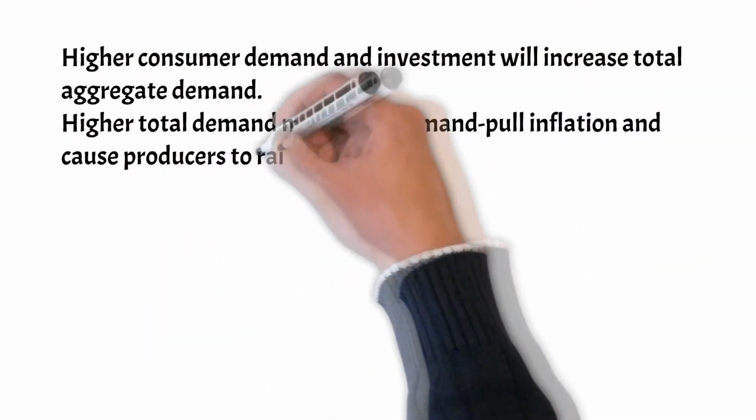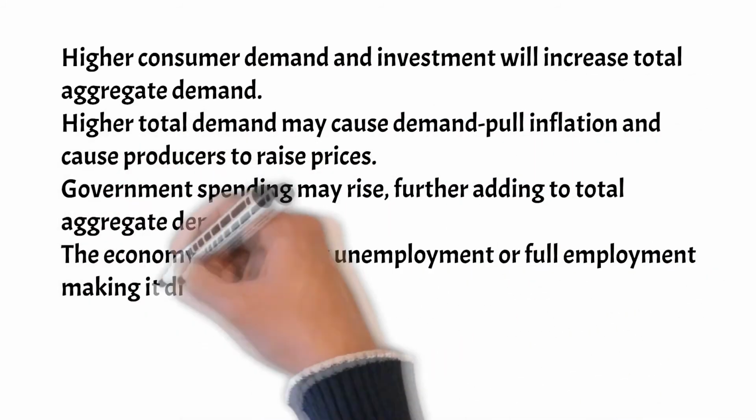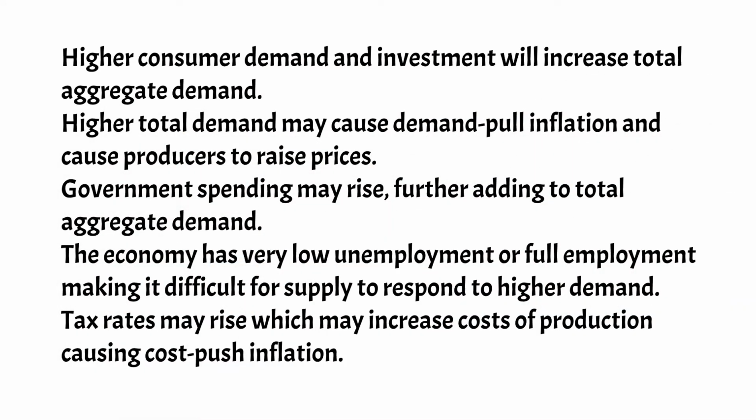For the pros, higher consumer demand and investment will increase total aggregate demand. Higher total demand may cause demand pull inflation and cause producers to raise prices. Government spending may rise, further adding to total aggregate demand. The economy has very low unemployment or full employment, making it difficult for supply to respond to higher demand. Tax rates may rise, which may increase costs of production, causing cost push inflation. Remember, you will only get 4 marks for the pros. A mark would be each point made.